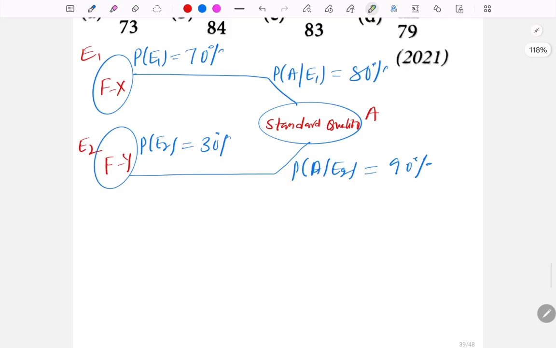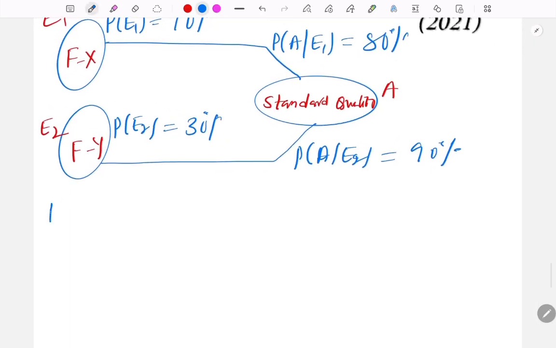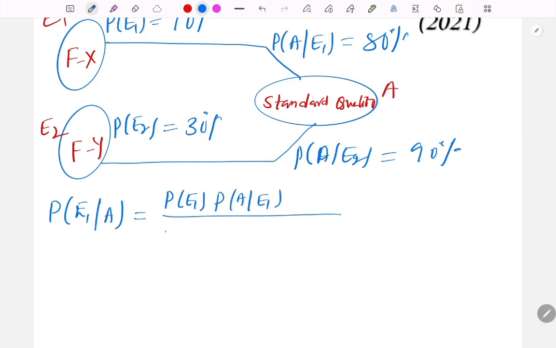Can I write the formula? Okay, I will write the formula for you students one time. They are asking P of X. What is X here? E1, right? P of E1 by A they are asking. Now P of E1 by A formula: P of E1 into P of A by E1 divided by P of E1 into P of A by E1 plus P of E2 into P of A by E2.